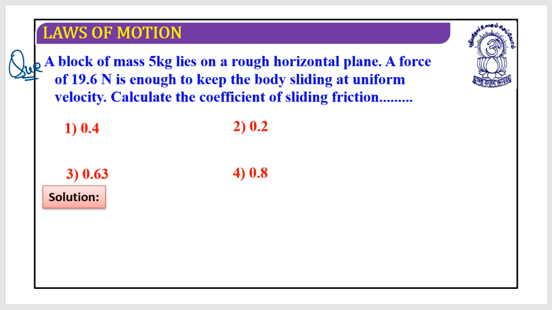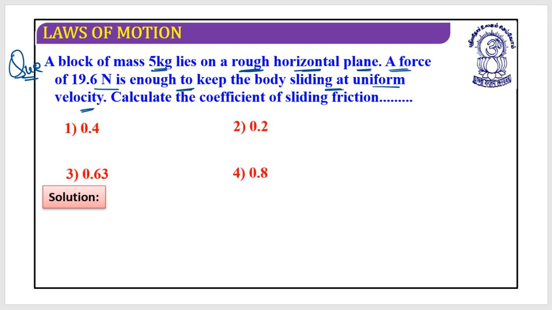Go for this. What does it say? A block of mass 5 kg lies on a rough horizontal plane. Write down the word: it's a rough plane. That means it is moving on a surface with friction. A force of 19.6 Newton is enough to keep the body sliding at a uniform velocity. Calculate the coefficient of sliding friction.